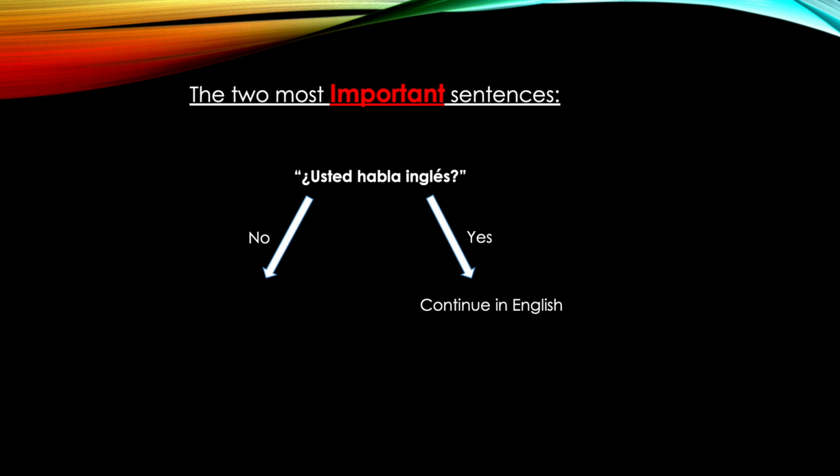If they say no, you have to say the second line, which is the most important line, "Necesito llamar a un intérprete." That means, I need to call an interpreter. Now, it might seem very obvious, but you have to use an interpreter if you don't speak the language fluently.